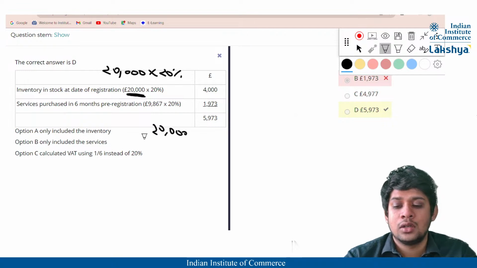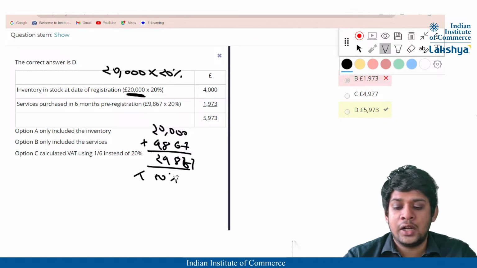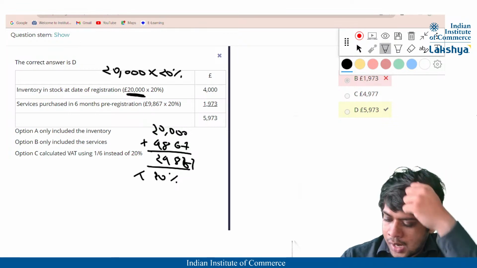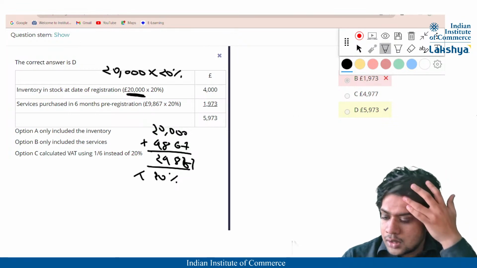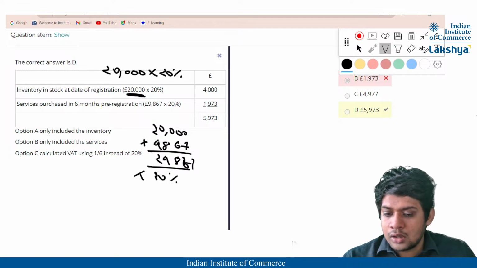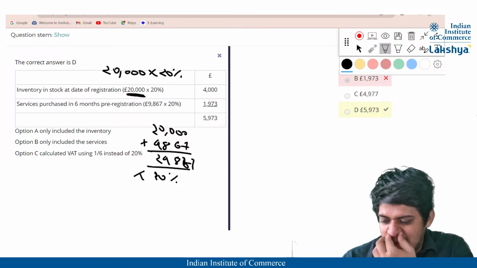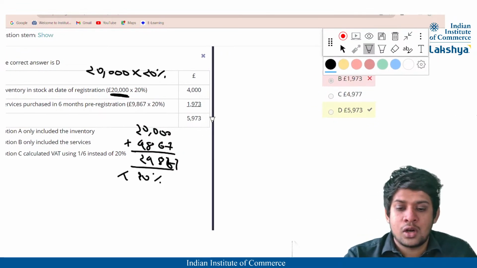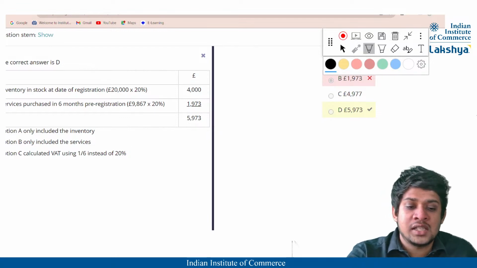We took 20,000 plus 9,867. That was 29,867. That is what we did, correct? While calculating. And we directly took 20% of this. We should have got the same answer. 29,867 into 20%. Yes, 5973. I think it's just that I chose the wrong option. Our calculation is same, guys.